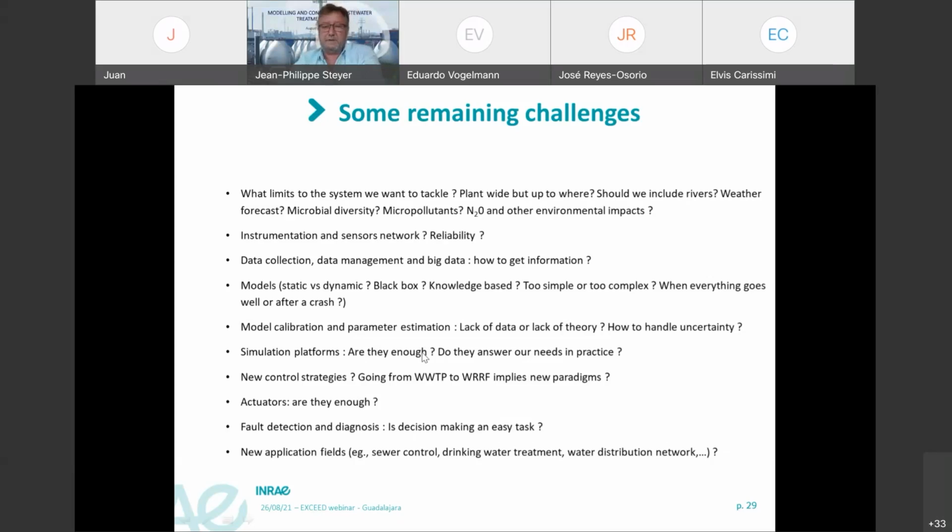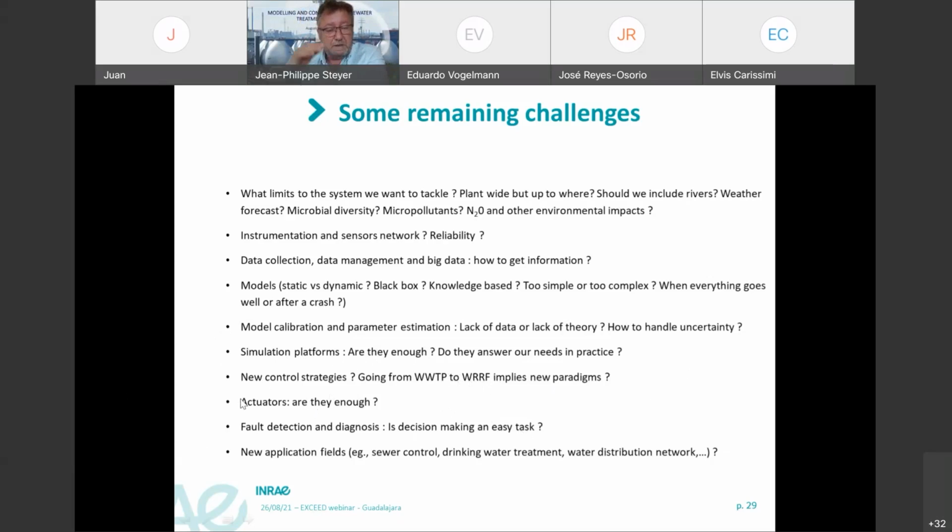How to calibrate models, how to handle uncertainty, simulation platform. I mentioned some of them. Are they enough? Do they give the answers we need in practice? How to calibrate the model behind? Going from WWTP to WRRF implies new paradigms. So how do we adapt control there?